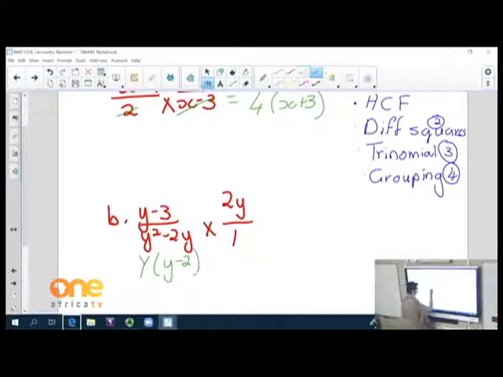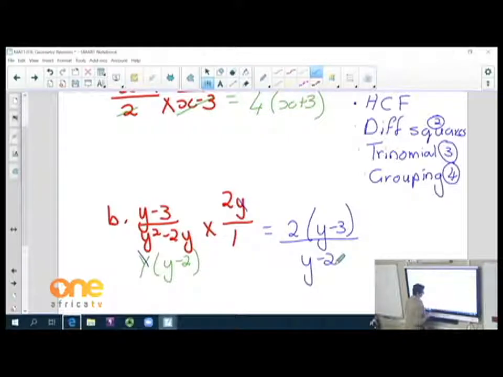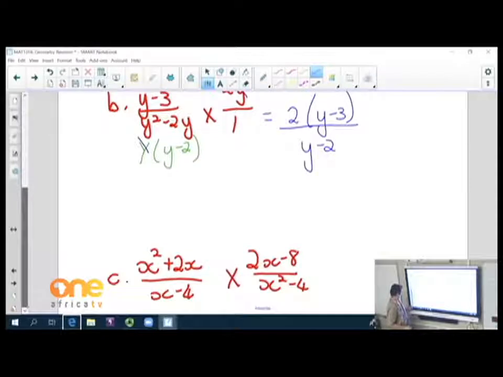So now we can cancel. So this y can cancel with that y. And actually nothing further. So the answer is then 2y minus 3 over y minus 2. And you cannot cancel there anything, no, never. You can only cancel if it's multiplication.